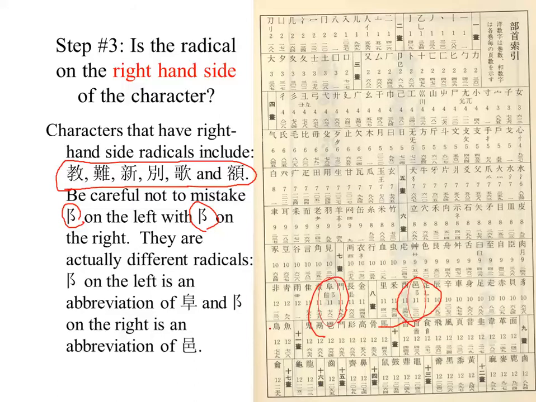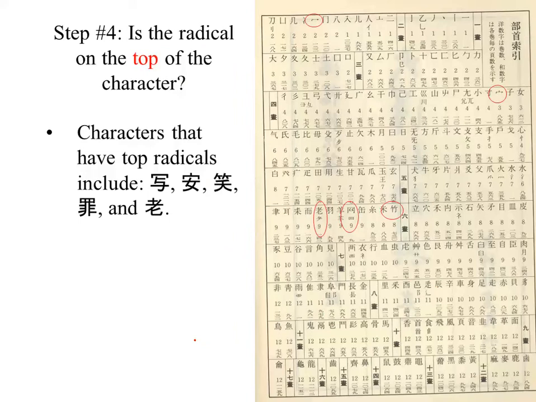You can see they're not even the same total number of brush strokes. This particular radical in its full form is this. And this radical, which appears on the right, in its full form is that. The fourth question that you need to ask yourself is, is the radical on the top of the character? Typical characters that have top radicals include these and these.